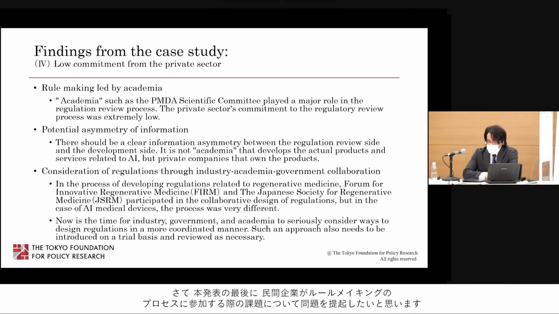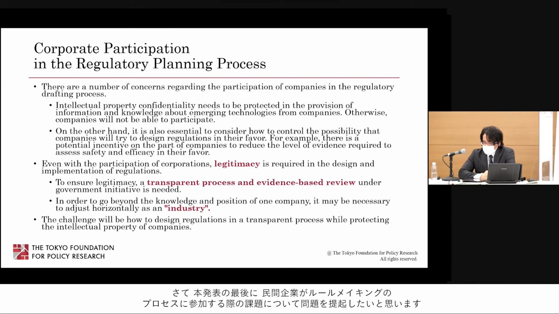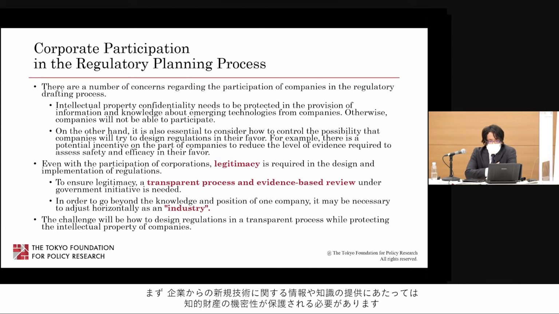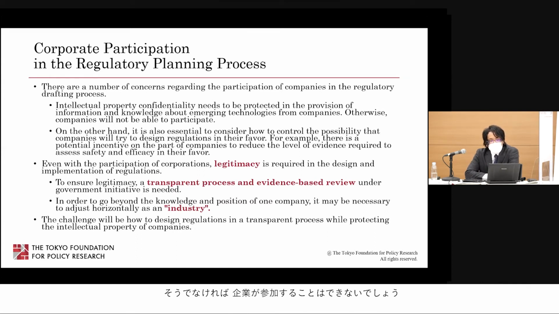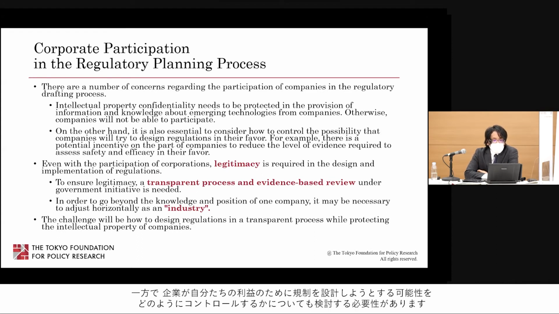So at the end of this presentation, I would like to raise some issues about the challenge for private companies to participate in the rulemaking process. Firstly, intellectual property confidentiality needs to be protected in the provision of information and knowledge about emerging technologies from companies. Otherwise, companies will not be able to participate. On the other hand, it is also essential to consider how to control the possibility that companies will try to design regulation in their favor.